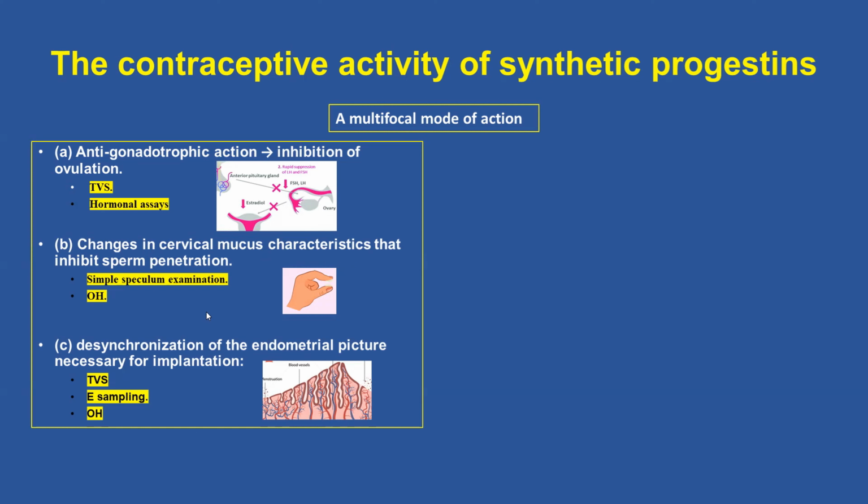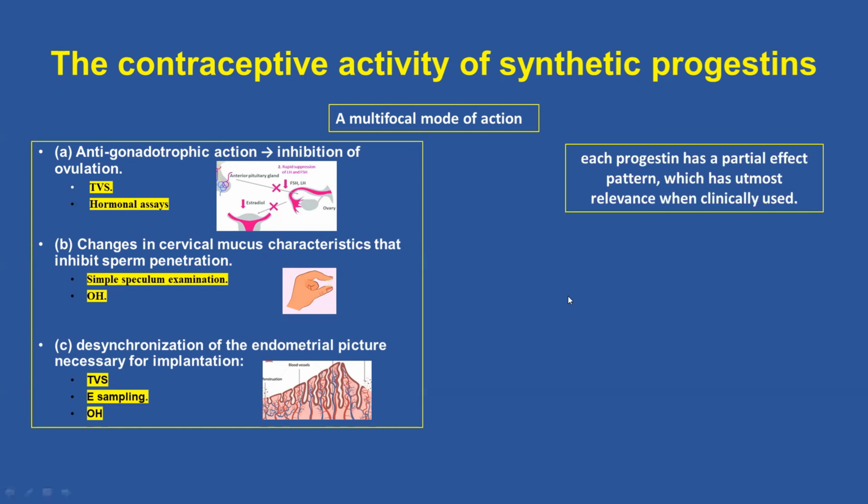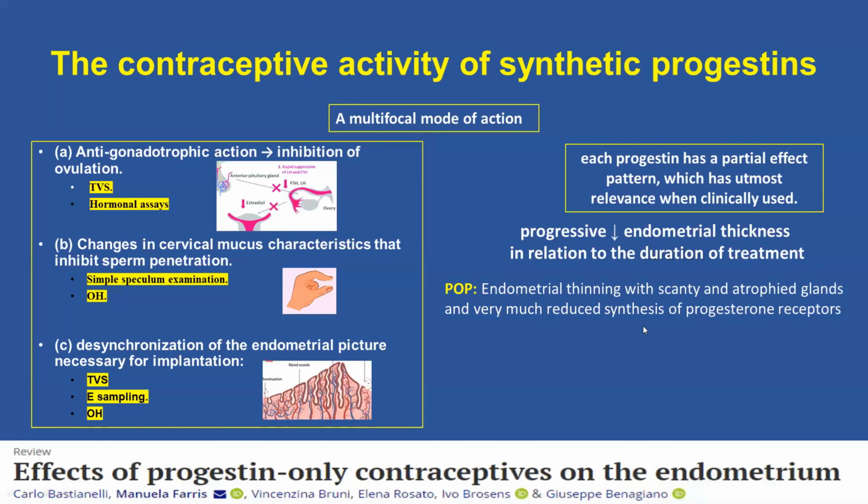But there are some other variations due to the dose. As I told you, the type of progestogens. Some progestogens lead to progressive decrease in endometrial thickness in relation to the type and duration and dose. Endometrial thinning, for example, with POP, with scanty and atrophic glands are very much reduced since this is all progesterone receptors in these cases. And this has been recently reviewed by some authors.